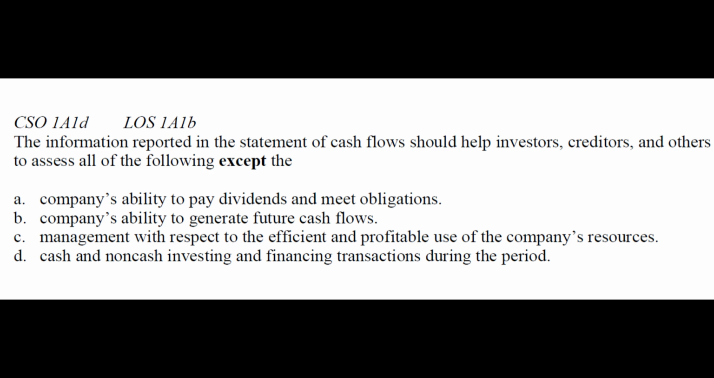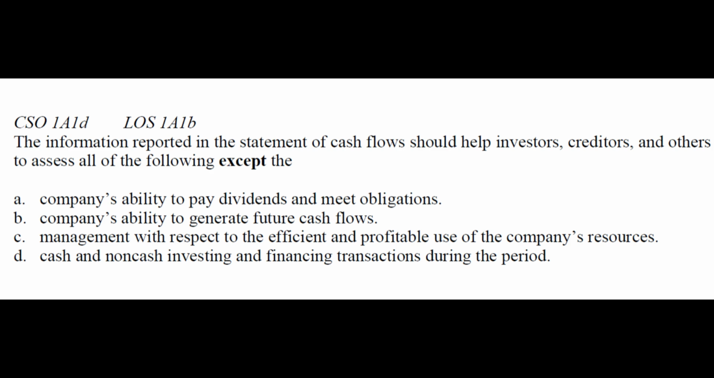A. A company's ability to pay dividends and meet obligations. Incorrect. The statement of cash flows provides valuable information about the company's cash-generating ability and liquidity, helping users assess whether it can pay dividends and satisfy debt obligations. B. Company's ability to generate future cash flows. Incorrect. Historical cash flow information is widely used to predict future cash-generating capacity, making this one of the principal objectives of the statement.